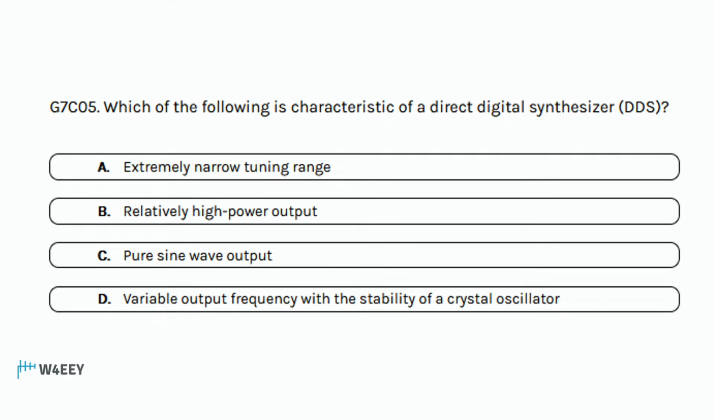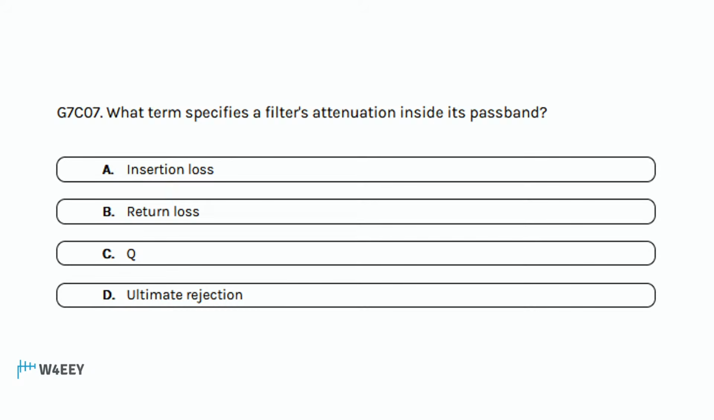And which of the following is characteristic of a direct digital synthesizer? Delta. Yes, it has variable frequency output with the stability of a crystal oscillator. Longest answer. And yeah, it is. What term defines a filter's attenuation inside its passband? My nickname in high school, ultimate rejection. No, that's not it. Insertion loss. A, insertion loss is the filter's attenuation inside its operating frequency range.